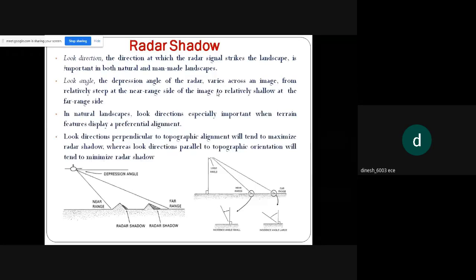You can see the depression angle and the look angle, which is present in the near region and far region, focusing of your radar satellites. So the more concepts of this radar you will be studying next semester under radar and navigational aids, if you choose that subject as your elective.